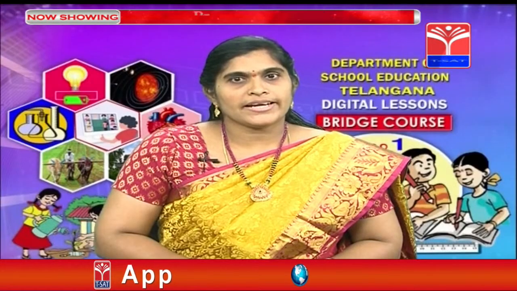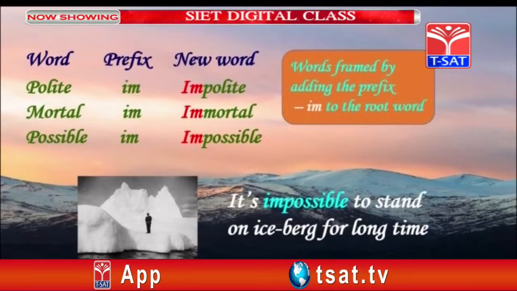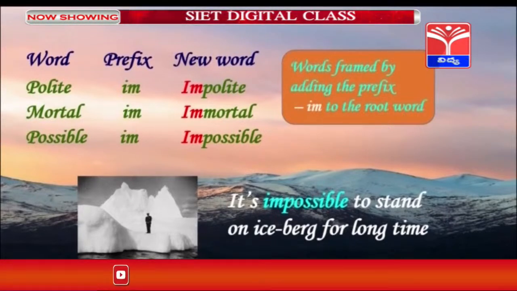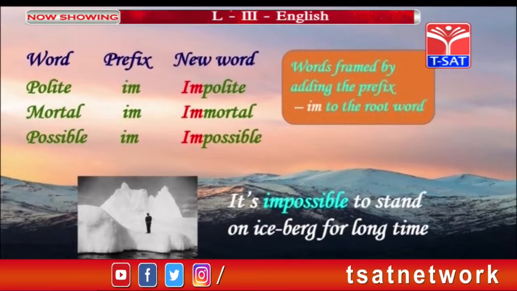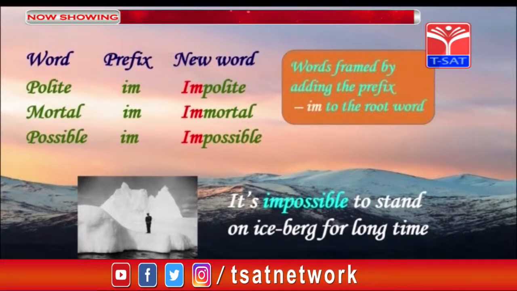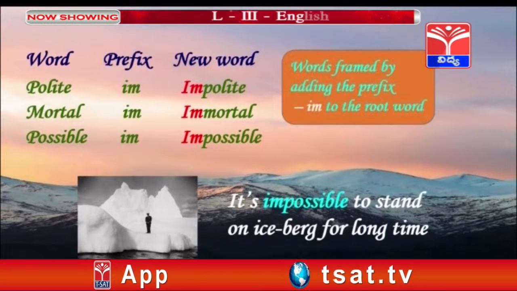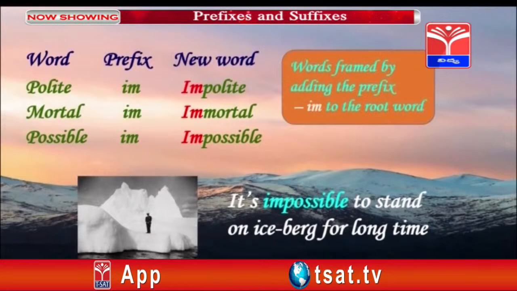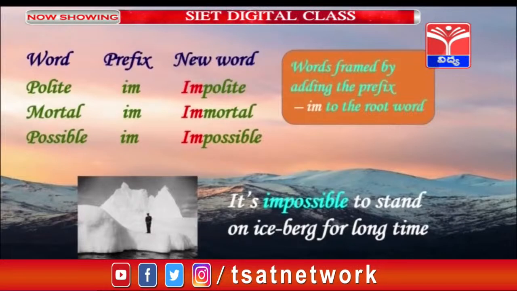We shall see the next example. The words framed by adding the prefix im to the root word. For example, if the root word is polite, by adding the prefix im, the new word becomes impolite. In the same manner, mortal, immortal, possible, impossible. It's impossible to stand on an iceberg for a long time.